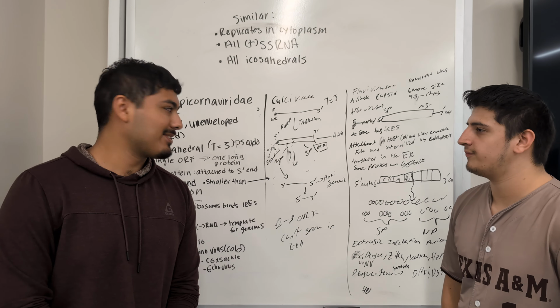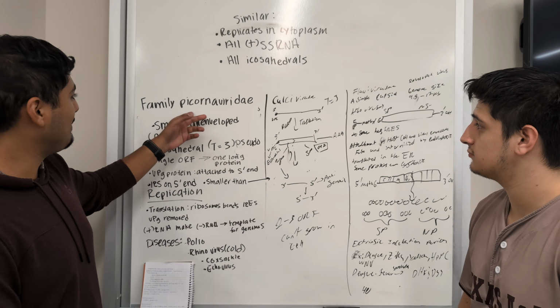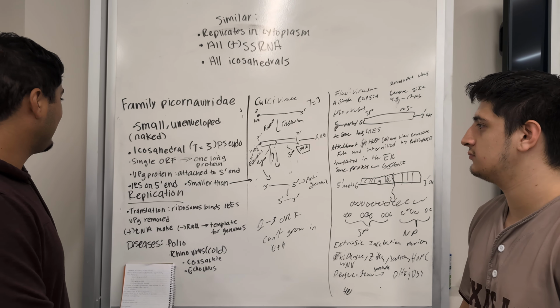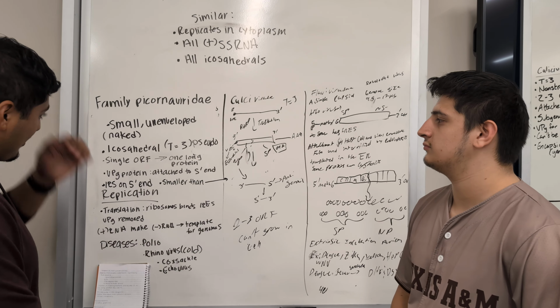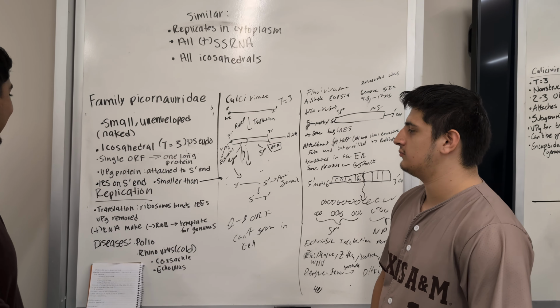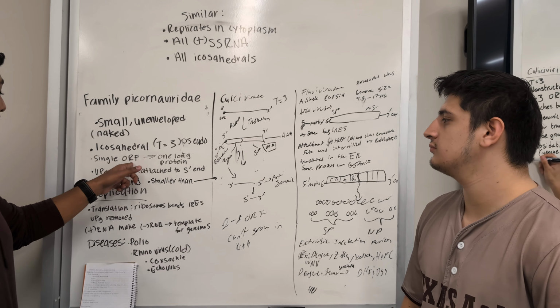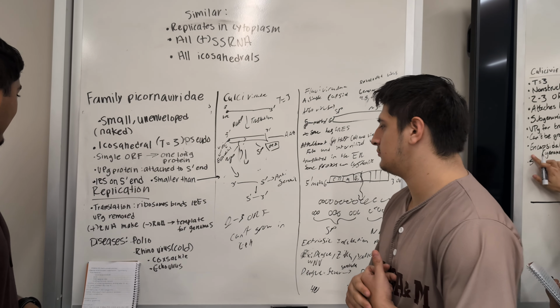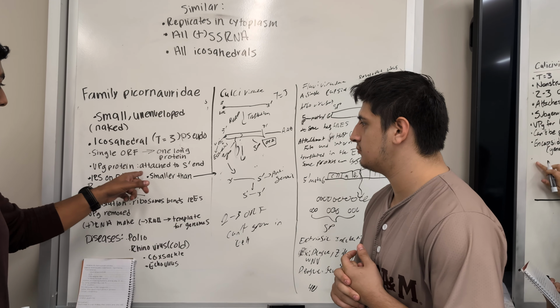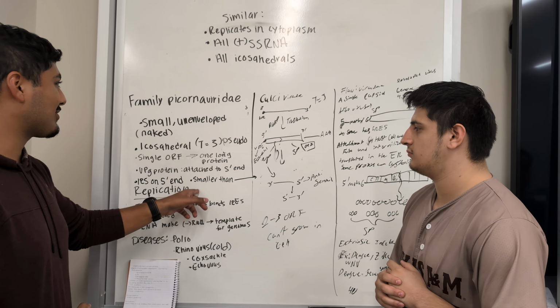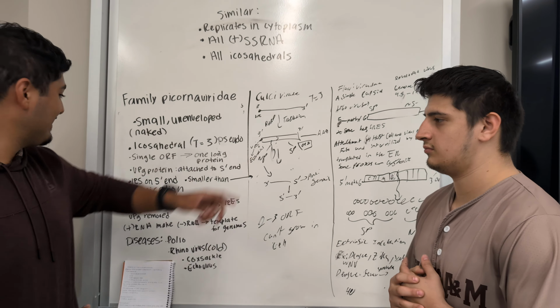Okay, so first differences, we have your family Picornaviridae. First, it's small and has no envelope. It's a naked virus, and it's also an icosahedral T3. It's also pseudo, and it has a single ORF. Basically, it's just one long protein. And your VPg protein is attached to the 5' end.